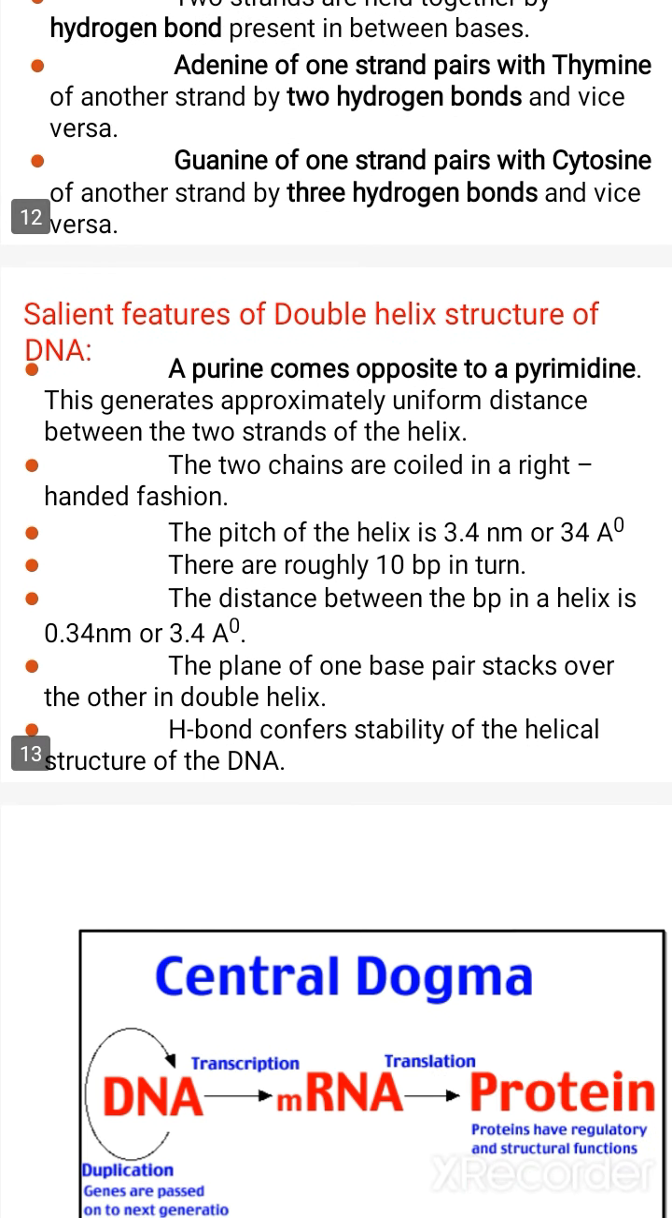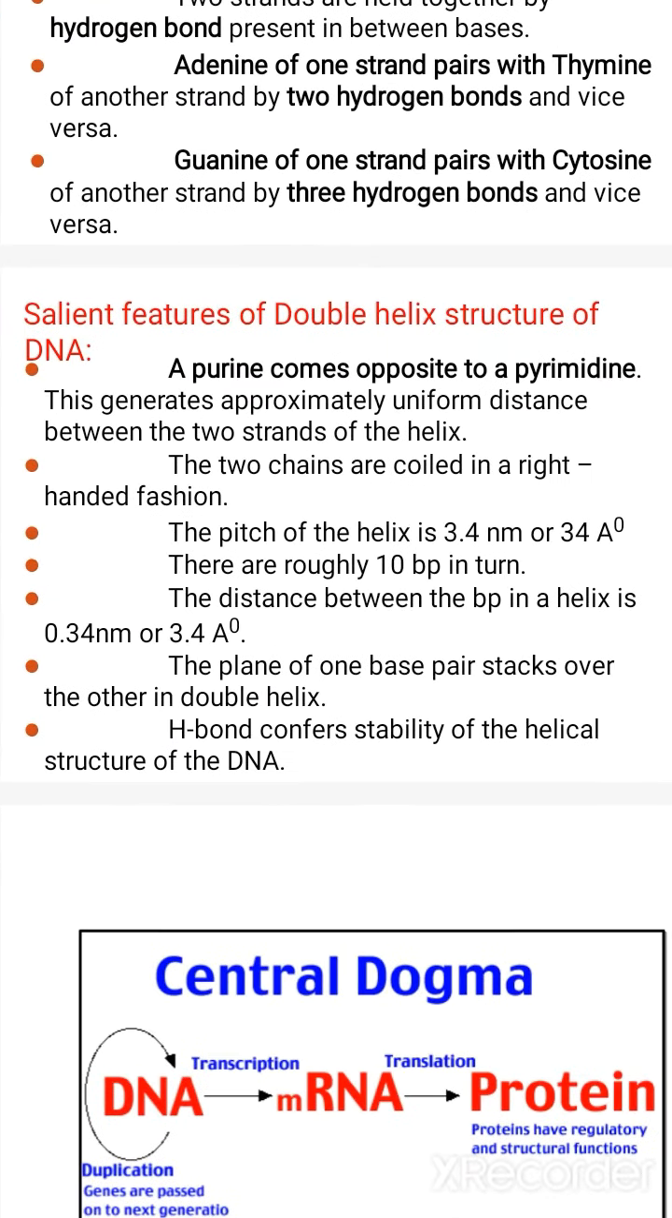Here the purine comes opposite to a pyrimidine. Adenine and guanine come under purines. Adenine pairs with thymine, and thymine is a pyrimidine. Like that, adenine pairs with thymine and guanine with cytosine. The purine always comes opposite to the pyrimidine.